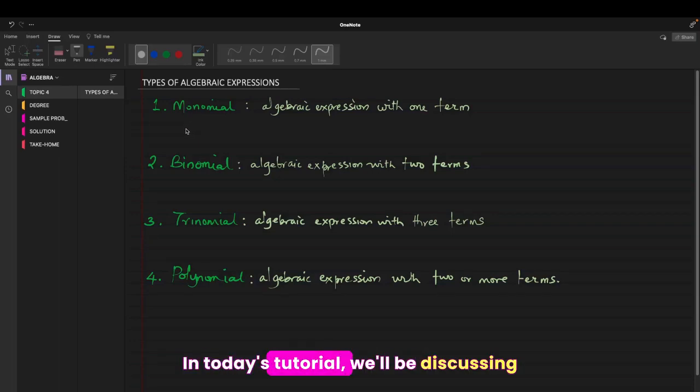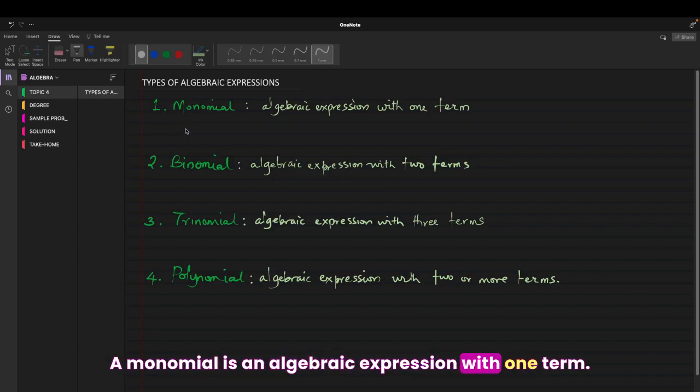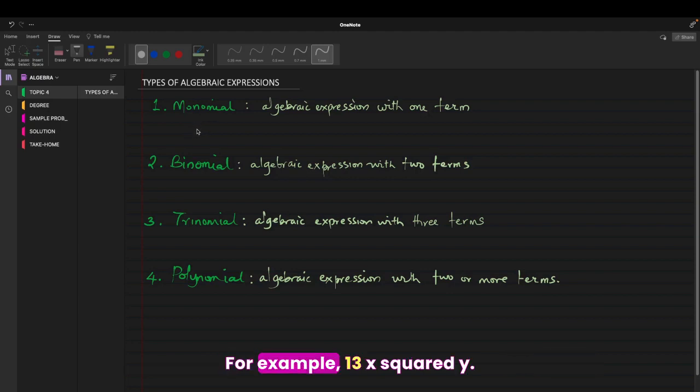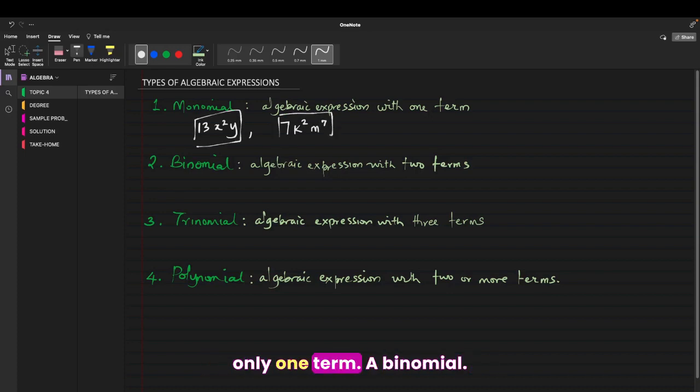In today's tutorial, we'll be discussing different types of algebraic expressions. Number one, a monomial, an algebraic expression with one term. For example, 13x squared y. Another example of a monomial is 7k squared m raised to the power 7. It has only one term.